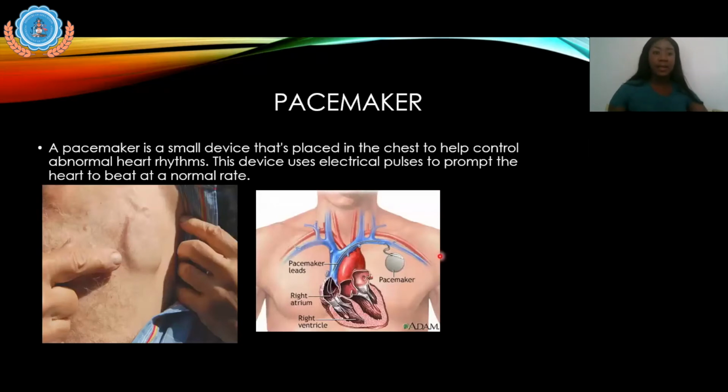So a pacemaker. A pacemaker is a small device that's placed in the chest to help control abnormal heart rhythms. This device uses electrical impulses to prompt the heartbeat at a normal rate. So the body naturally has a pacemaker, but if your pacemaker does not work anymore, the doctor will insert an artificial pacemaker.